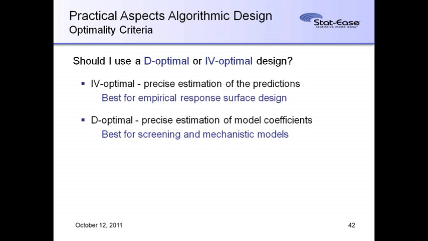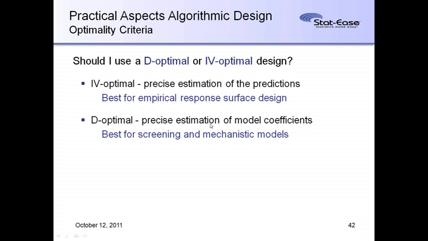When you're doing screening, so I'm doing a two-level factorial design, for example, and I want to figure out what factors are important, my emphasis is more on the factors than on the prediction, and that's the same as saying I'm actually more interested in the coefficients. The coefficients represent the effects of those factors. D-optimality is focused on precise estimates of model coefficients. So when I'm doing screening, it's the ideal criterion to use.